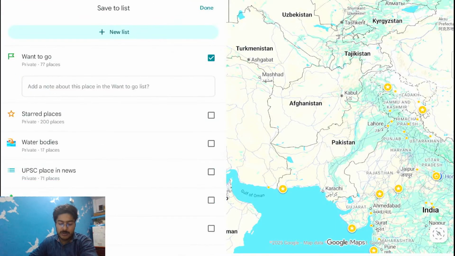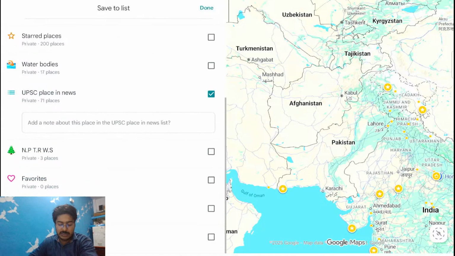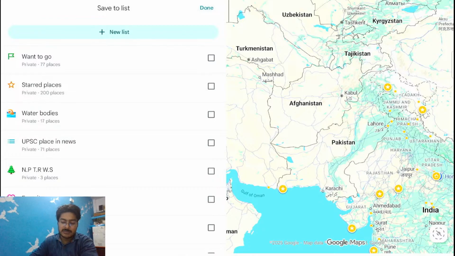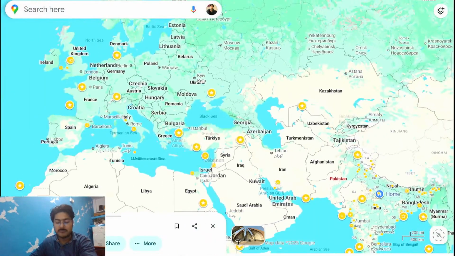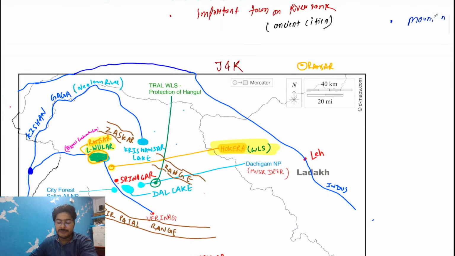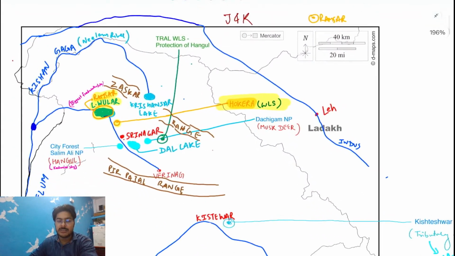Now in the save option, you may also star mark it, or you may add it to, for example, a UPSC playlist, okay? Now here you will have one column for adding a note. It means if you want to add some information regarding this point of Pakistan, you may add a note here. In this way, you may also create or delete your own saved points. Clear?